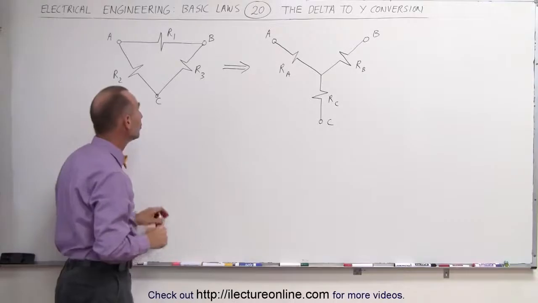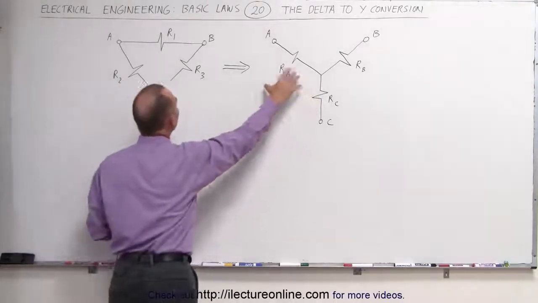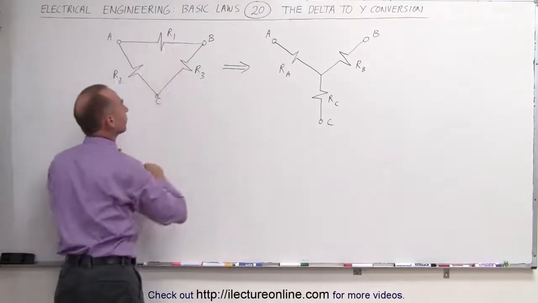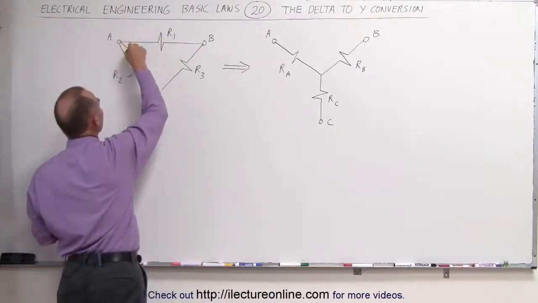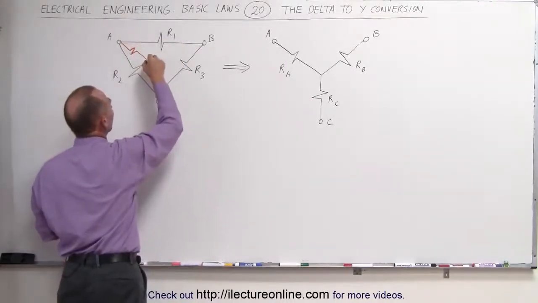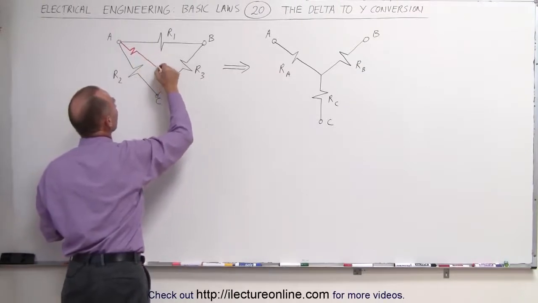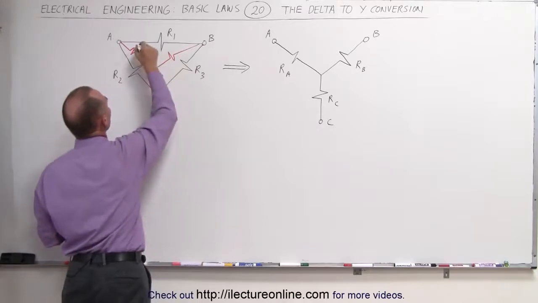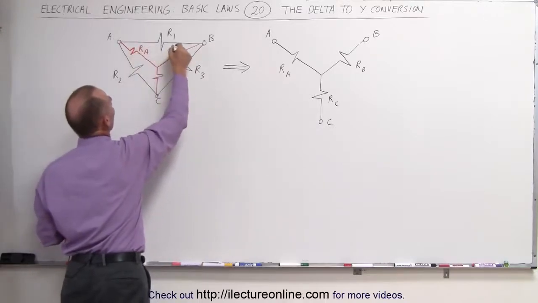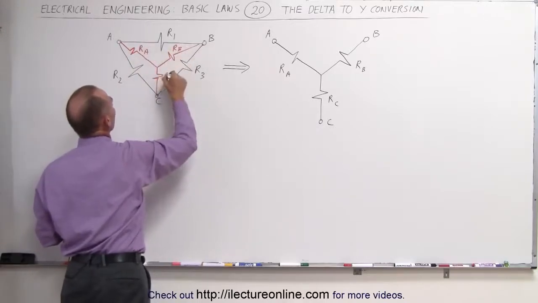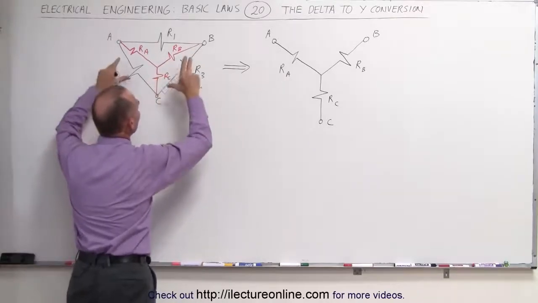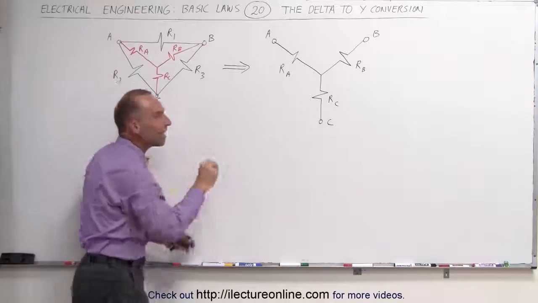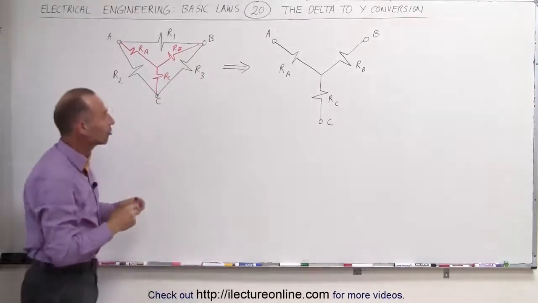And the easiest way to do that is to draw the Y connections right inside the delta connections. So if we draw this in here like that, there's my R sub A, there's my R sub B, and there's my R sub C. Notice we have the very same connections. This Y connection will be connected to the very same nodes as the original circuit.